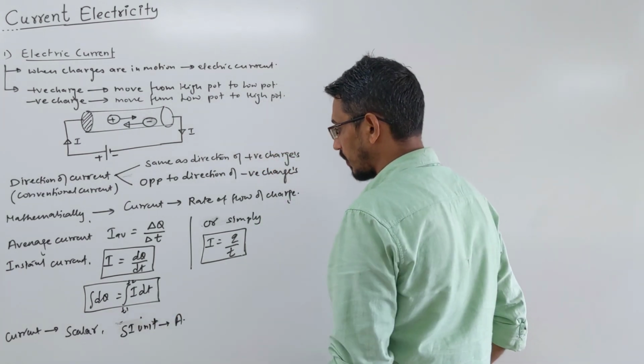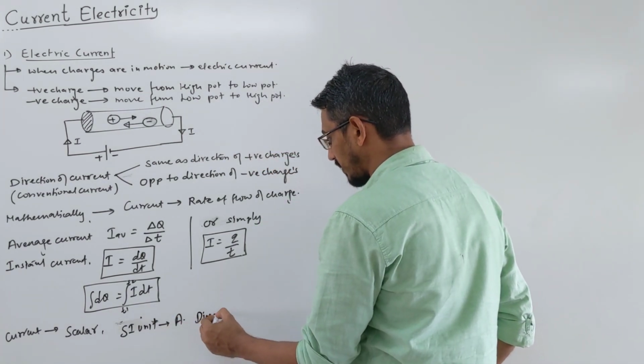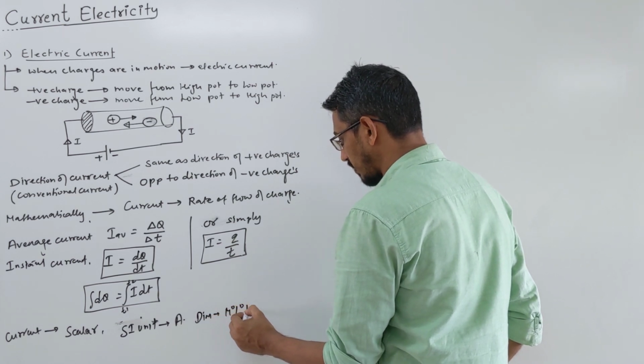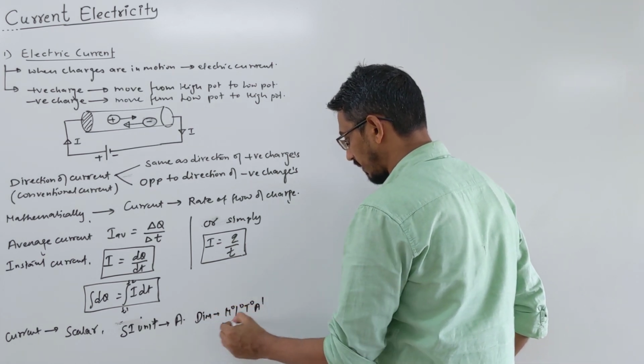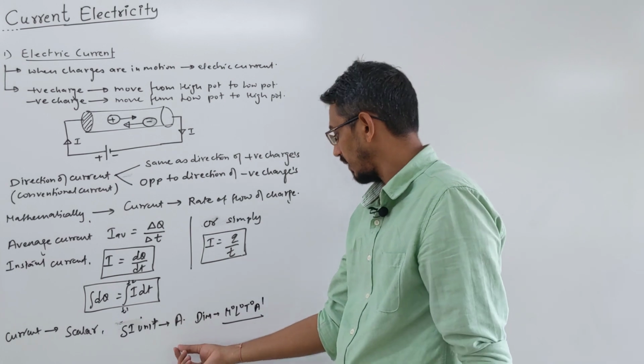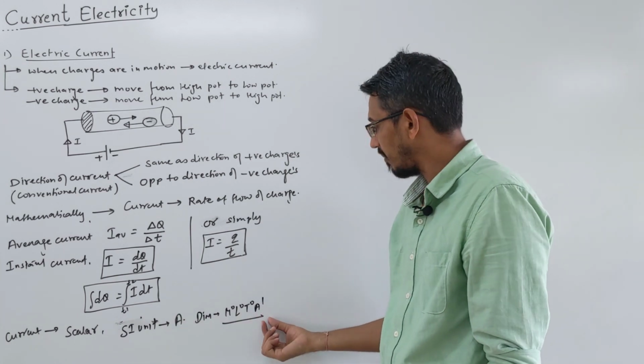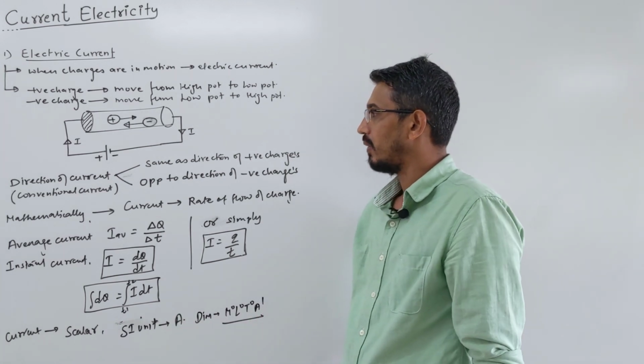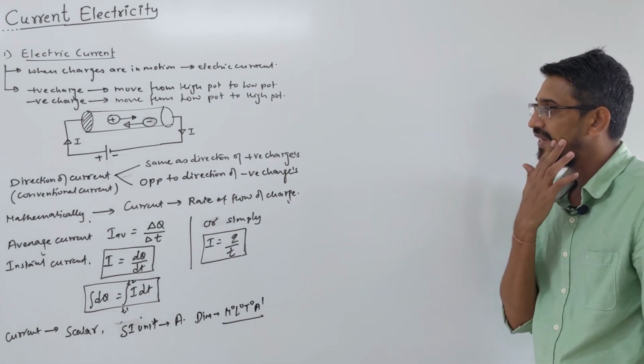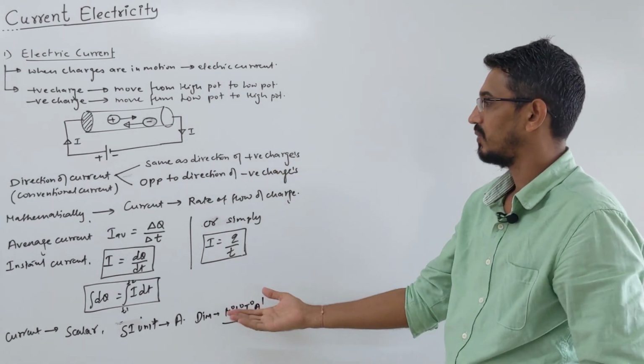Okay, dimension also you can write, there is no problem. Dimension, right? M power 0, L power 0, T power 0, and A power what? 1. So the dimension of the current, which we represent by ampere, is simple. A power 1. Okay, so here I have discussed the basic introduction of what is current.